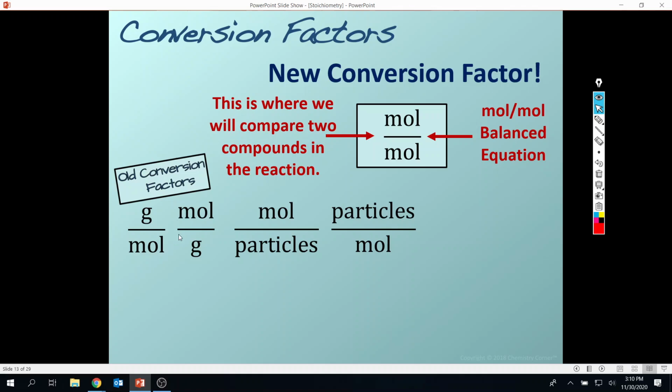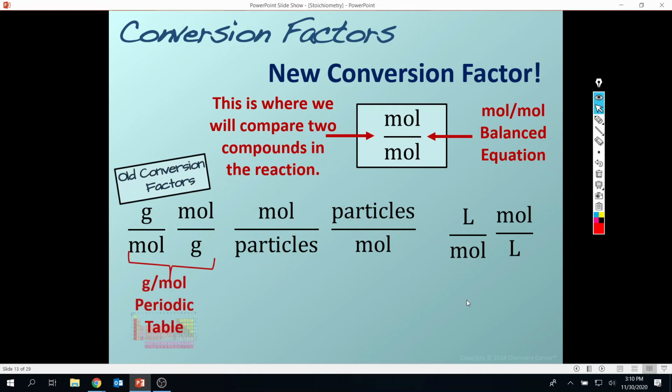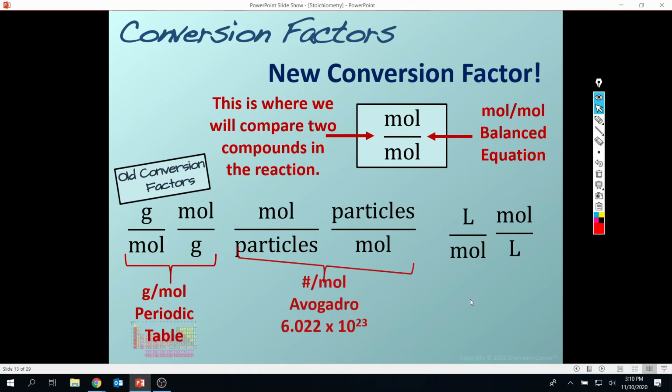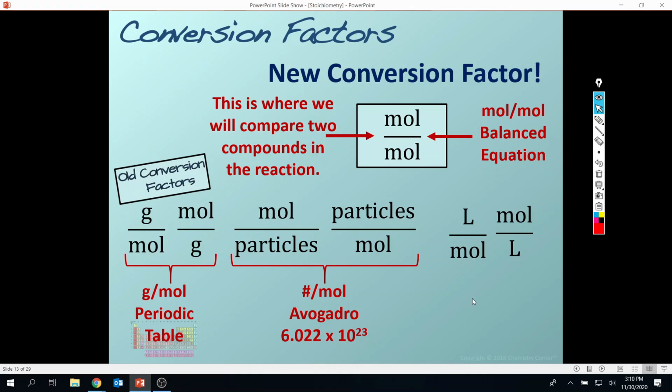We've used grams to moles before. We've used moles to particles before. We have not used liters and moles before. I will tell you about that in just a moment. Grams to moles comes from the molar mass from the periodic table. Moles to particles or particles to moles comes from Avogadro's number, the fact that you have 6.02 times 10 to the 23rd of anything in a mole.